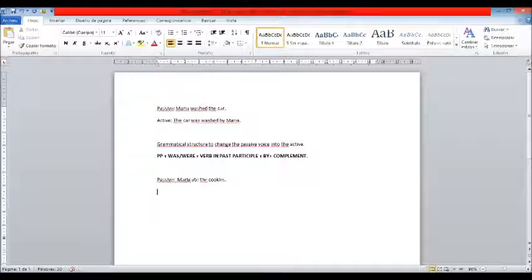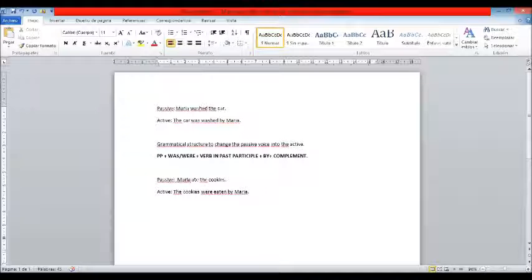The opposite. The cookies were, because cookies are in plural, not in singular, so we use were. We use was for singular, and were we use for plural. So we say the cookies were eaten by Maria.